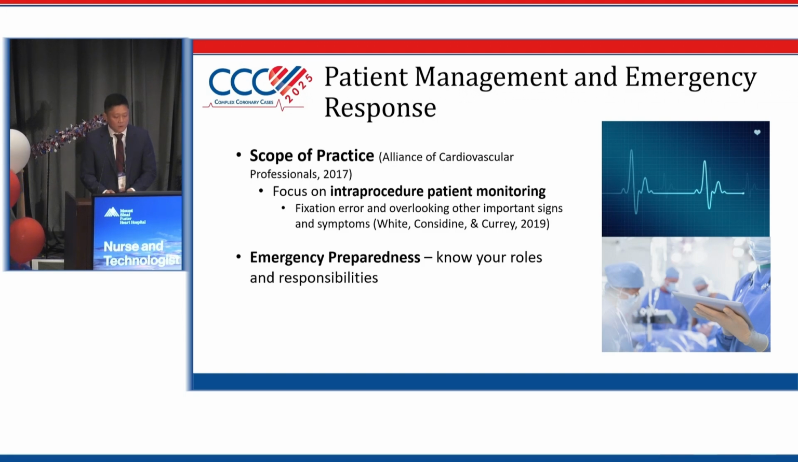And as all of us might have experienced, emergencies can happen in the cath lab. You can have patients with bleeding, hematoma, perforation, and even cardiac arrest. In situations like this, being prepared and knowing your role is very critical. Using closed loop communication would also help, ensuring quick, coordinated responses where every second truly matters.